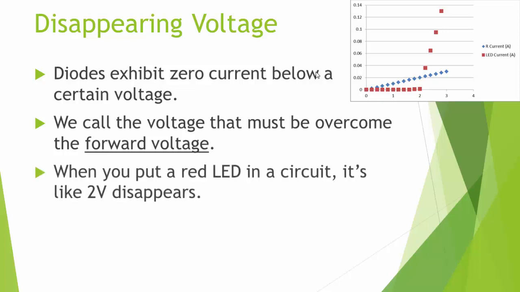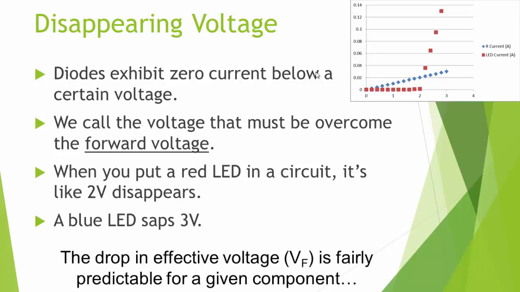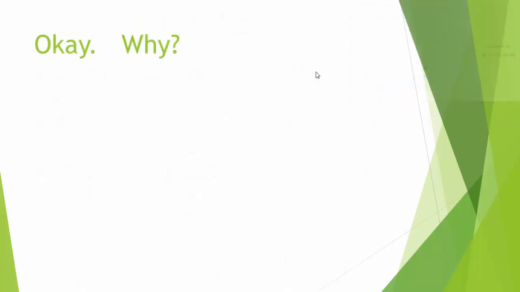So when we put a red LED in a circuit, it's like 2 volts just disappears. Try a blue LED, well, 3 volts will just disappear. So this drop in effective voltage is fairly predictable for a given component. Incidentally, a simple silicon-based diode will have about 0.6 or 0.7 forward voltage drop. But that doesn't explain why.